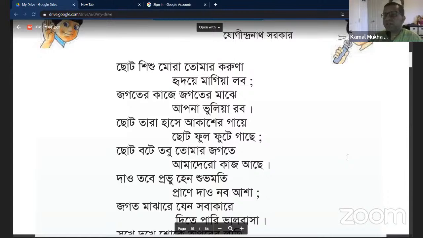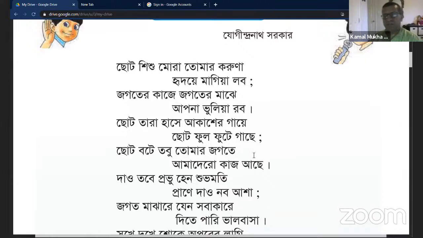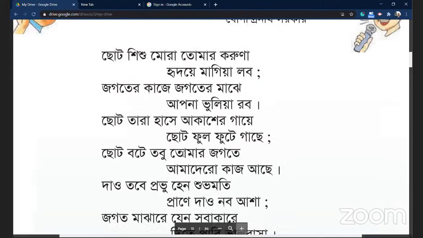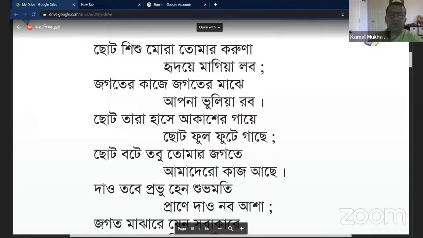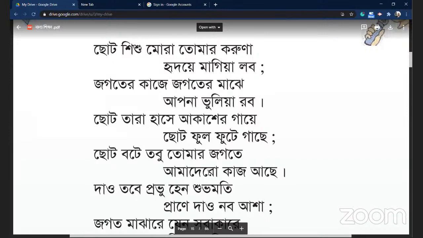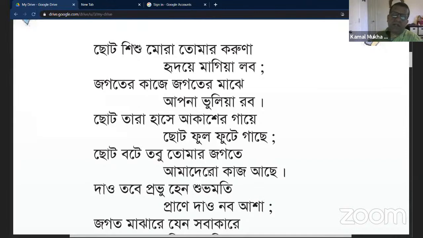Who is reading the next line after? So everybody read, okay. I don't know who is Sana. Prabhu, you want to read the next line? Manmatharan Prabhu, you want to read the next line? This one. Tomar jagate amader kajo ache. Choto hote tobu tomar jagate amadero kajo ache. Amadero, ours. So it is a chorus. Everybody is praying that amadero kajo ache. We also have to perform our duties.